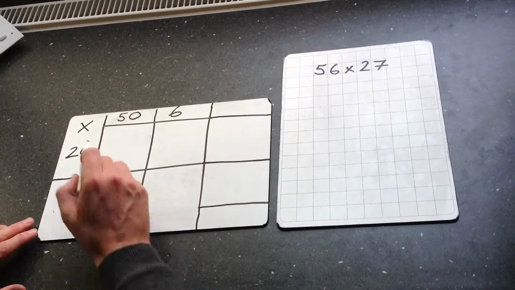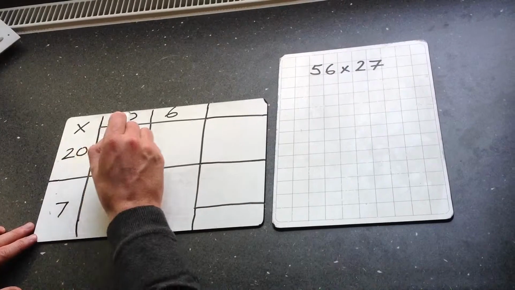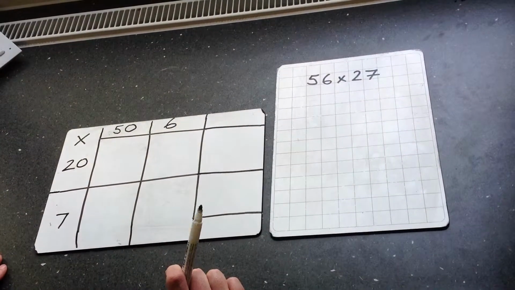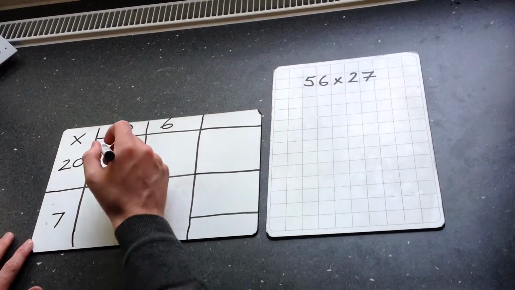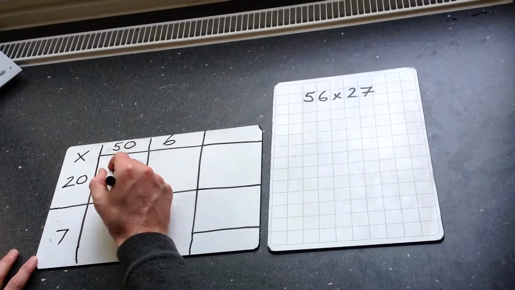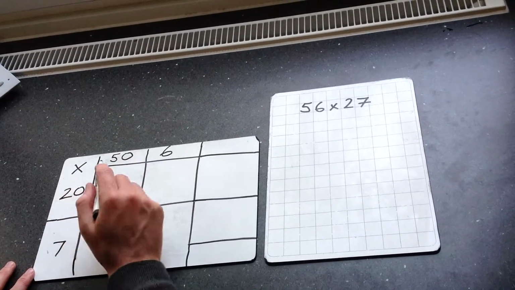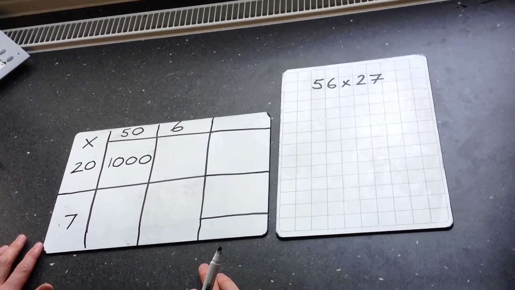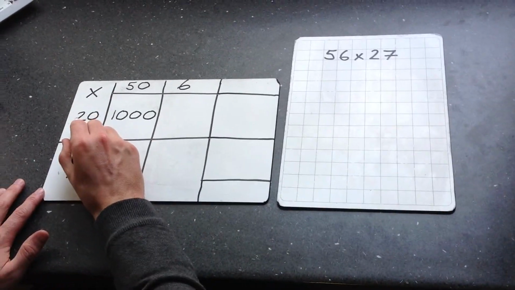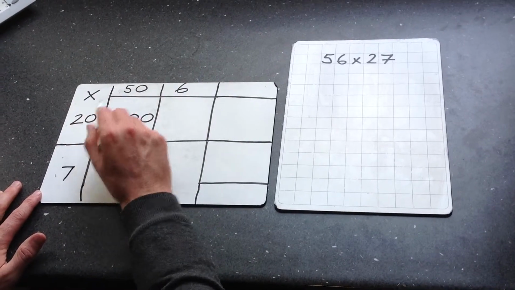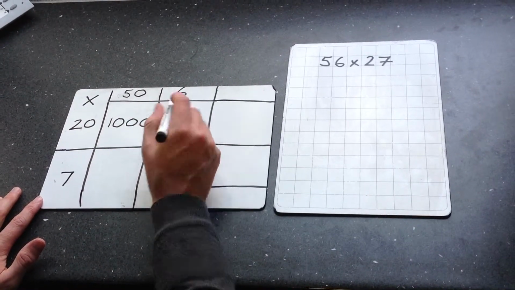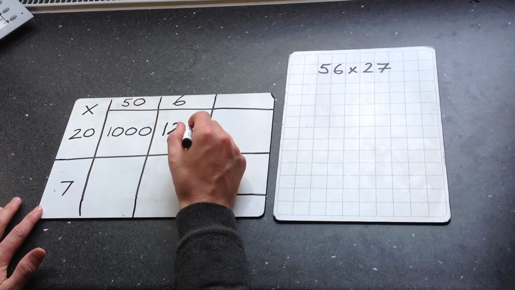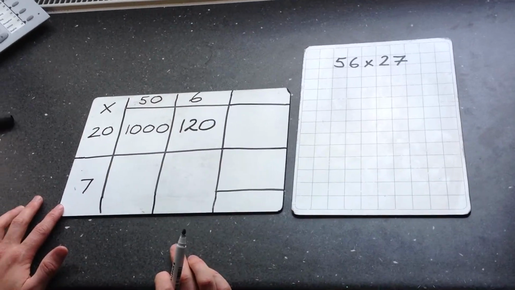numbers together. So to start off with, I'm going to multiply 20 by 50. I know 2 times 5 is 10, so I know 20 times 50 is 1000. I know 2 times 6 is 12, so I know 20 times 6 is 120.